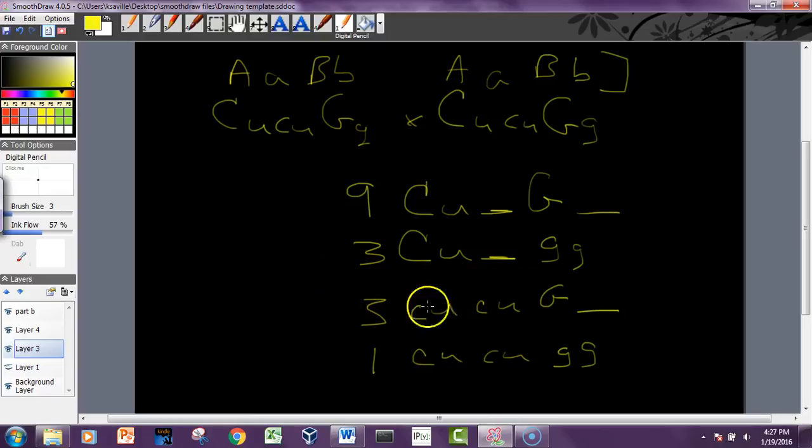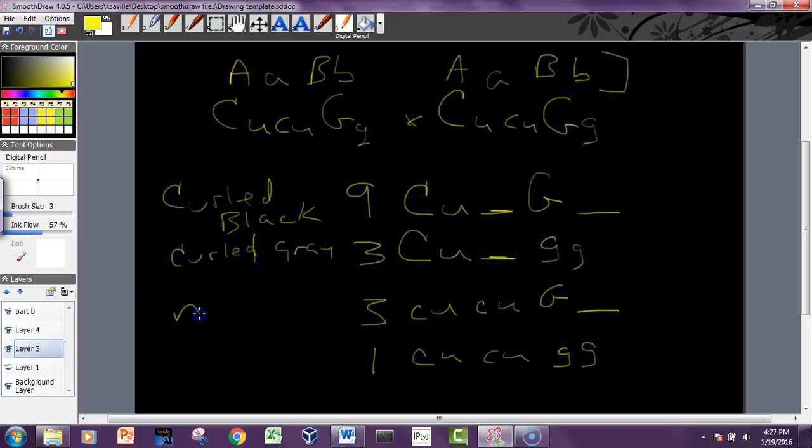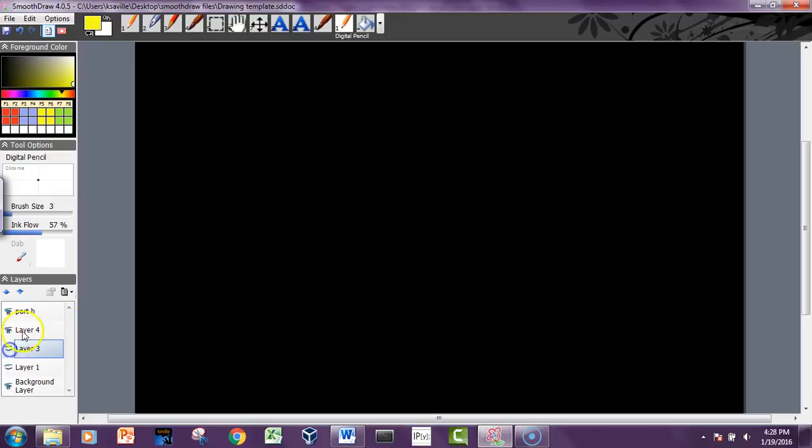We'll see later that we can get some modifications of this sort of thing, but this is a good starting point. So what are the phenotypes for these things? Curled and black, curled and gray, normal ears and black, and normal ears and gray. Alright, so it's important to put these phenotypes in. Because if you just say 9 to 3 to 3 to 1, it's important that you say which one is 9 and which one is 3, etc. So that's that.